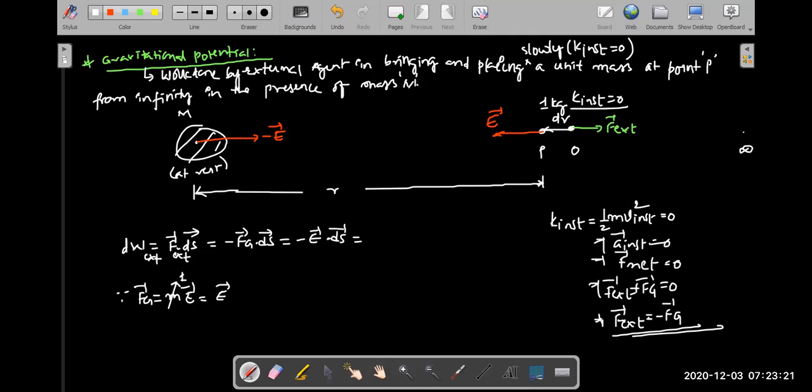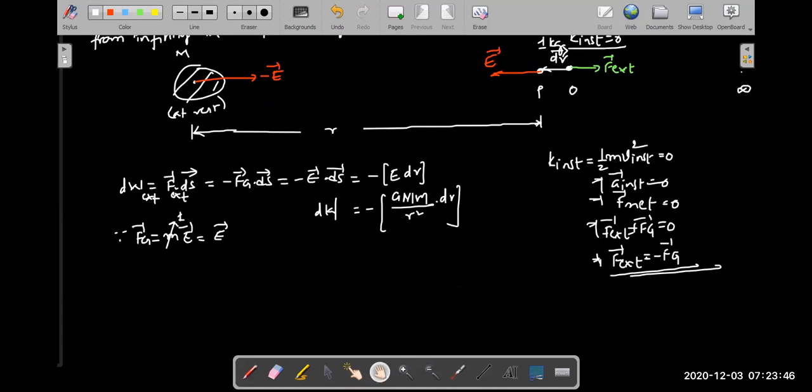Is the dot product positive or negative? Both are in the same direction, so it will be positive. So this will be E dr. But what's the value of E? G capital M small m by r square. That will be G capital M small m by r square times dr. That's the small work done in moving it from point O to point P.